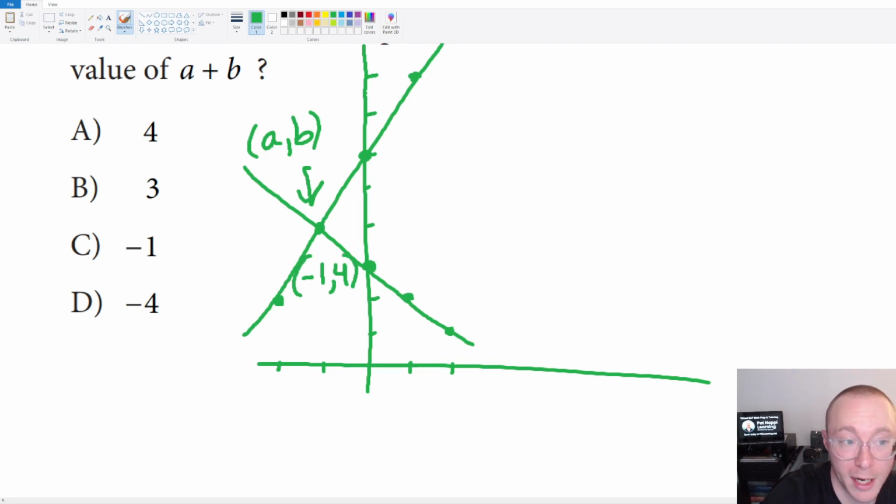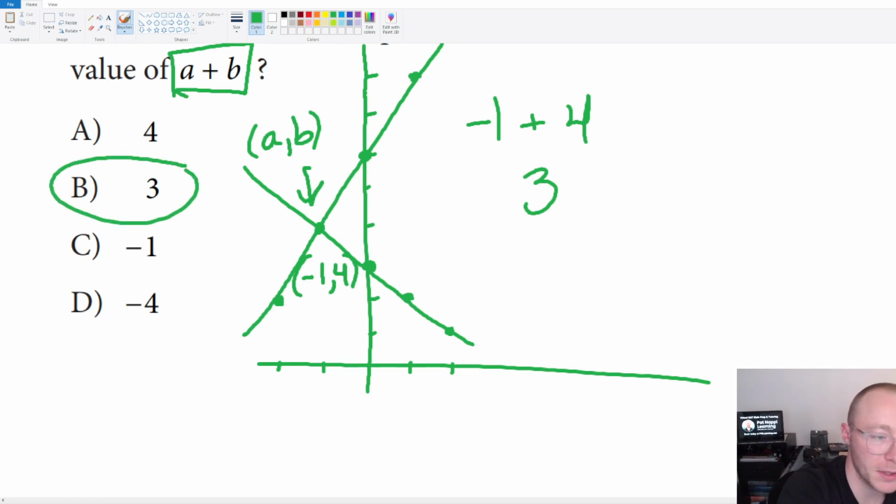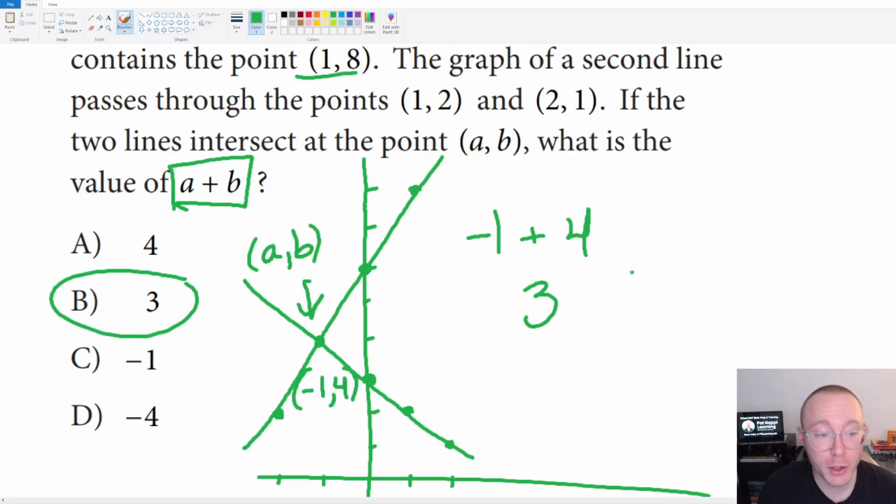And so all we have to do now is add A and B together. Negative 1 is your A plus 4 is your B, and if you add those together, you're going to get 3. And that ends up being choice B. End of problem. So that's pretty much the quickest way I can think of doing the problem.